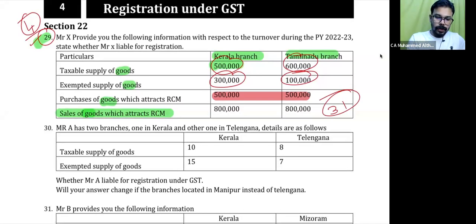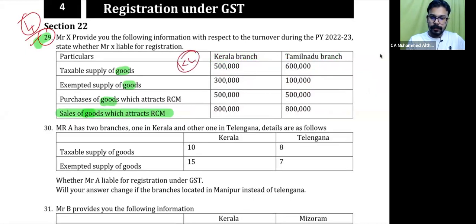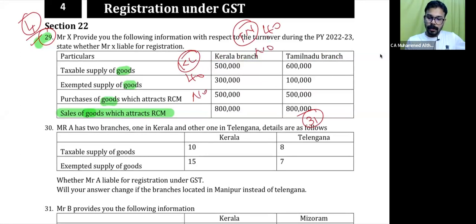In Kerala, what is the threshold limit, everyone? Goods 40 lakhs. Tamil Nadu, what is the threshold limit? Same, 40 lakhs. But aggregate turnover is coming only 31 lakh. So should we go for registration here, Kerala, Tamil Nadu? No. But you have to also remember another portion.